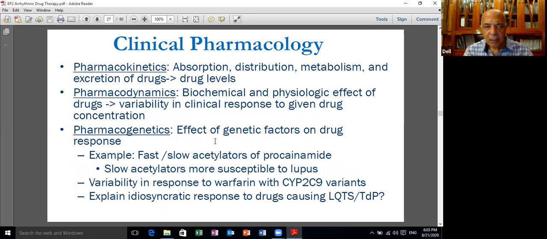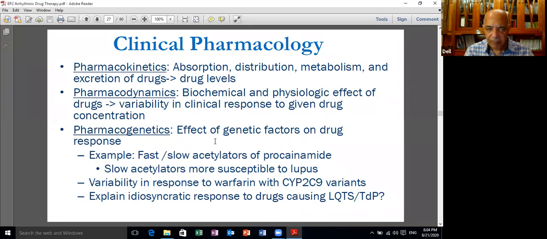Now we move from this to some fundamentals of clinical pharmacology. We have in clinical pharmacology pharmacokinetics, which means what the body is doing to the drug in terms of absorption, distribution, metabolism, excretion. And pharmacodynamics, which means what the drug is doing to the body, the physiologic effects of the drug, variability in clinical response at a given drug concentration. And then the new science of pharmacogenetics, which talks about the effect of genetic factors on drug response.